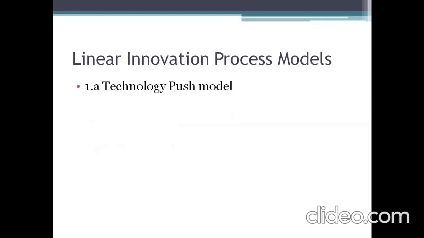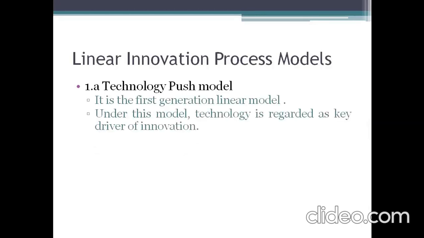So the first one is the technology push model. The technology push model is the first generation linear model. Under this model, technology is regarded as a key driver of innovation. That is the first model which was introduced to the public at large. And at the same time, it is understood that the customer need is not the matter.